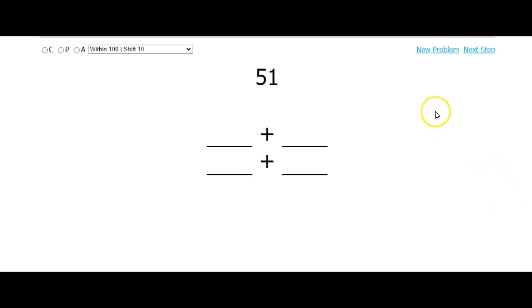So let's start with 51, okay? First, what is 51 as expanded form? We have 50 and 1. So if we shift a 10, we have 5 tens here, and we're going to move it over to the ones place. So instead of 5 tens, we will have 4 tens. Move that 10 over with the 1, and 1 plus 10 is 11. So we have 40 and 11.